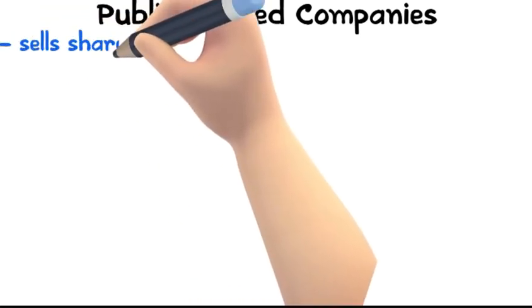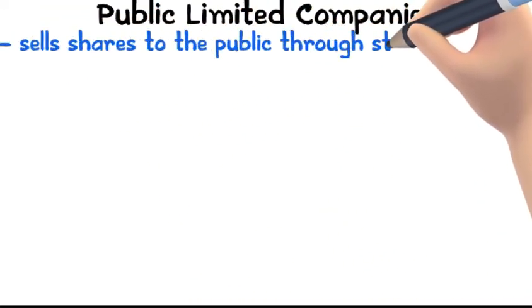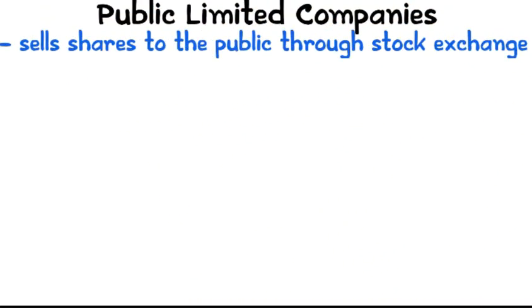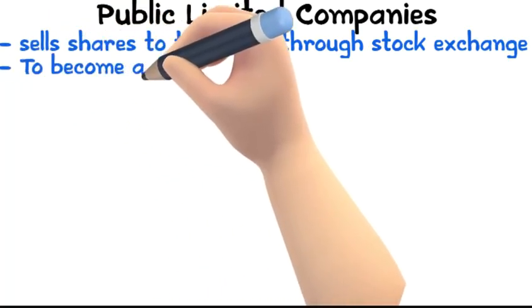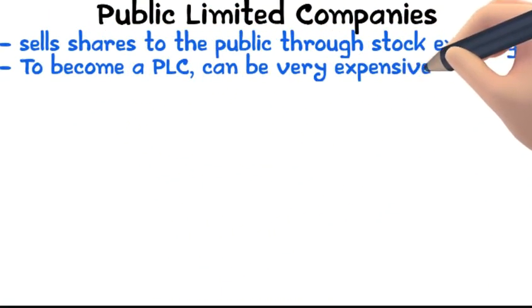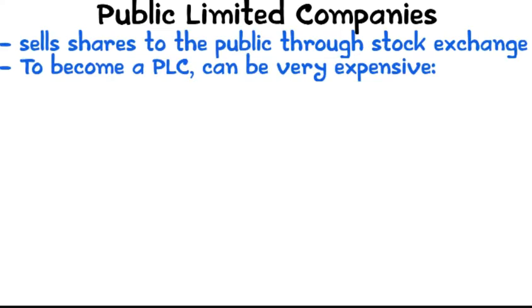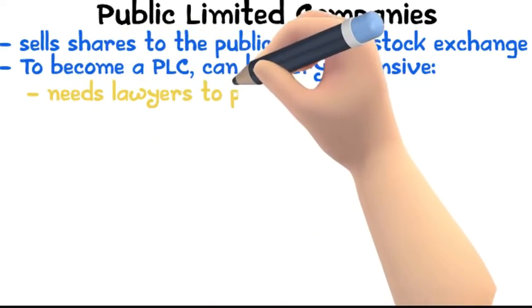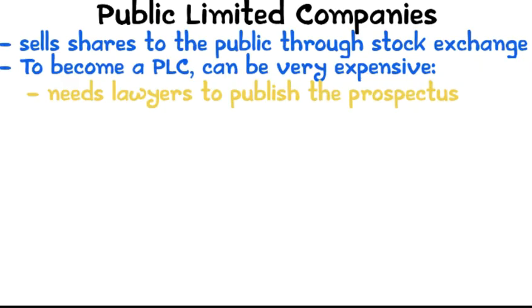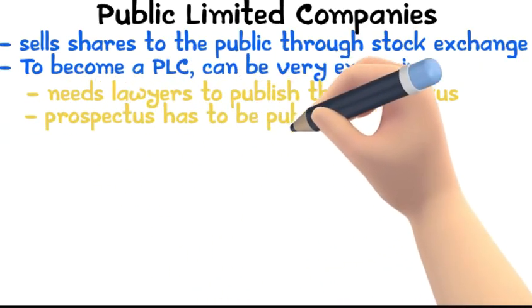Public limited company. A public limited company has shares available to the public on the stock exchange. This means that anyone can buy shares: other companies, individuals, or investors. However, for a company to become a PLC, it can be very expensive, since the company needs lawyers to publish the prospectus. The prospectus needs to be published after printing.